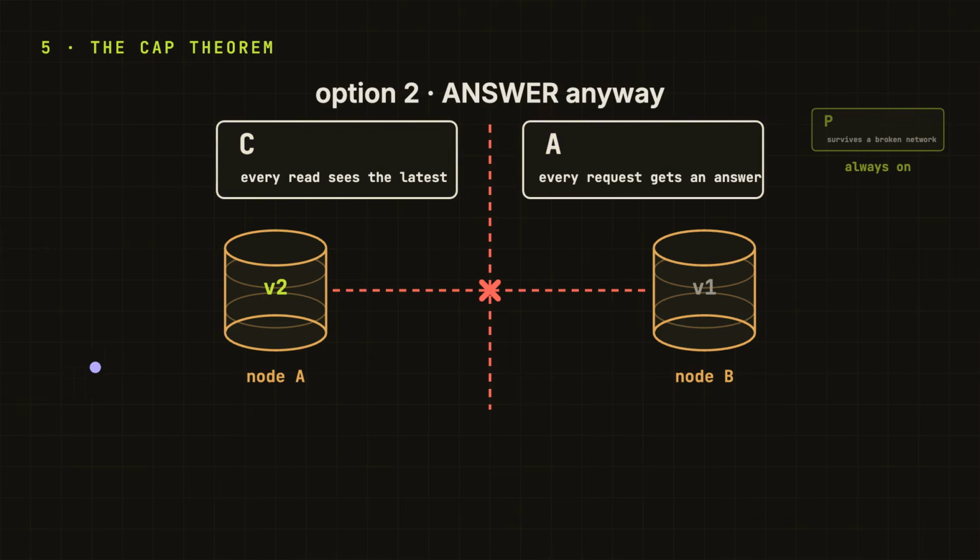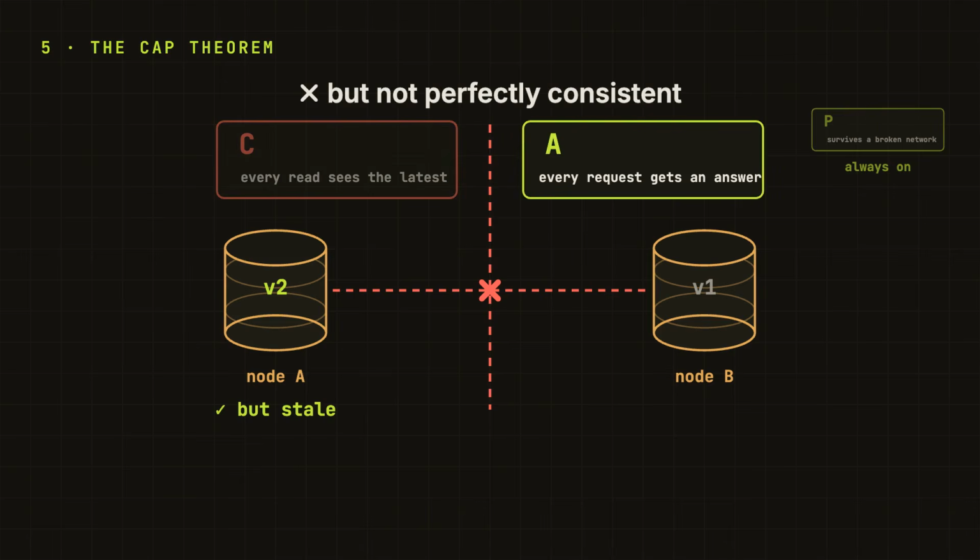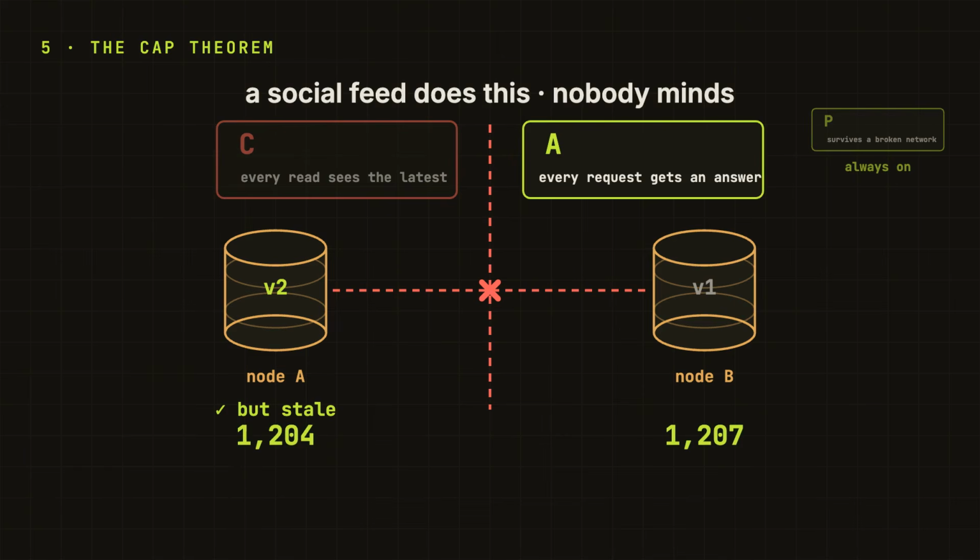Option 2, you answer anyway with whatever data you have, which might be slightly old. That keeps you available, but you gave up perfect consistency. That is what a social media feed does. Showing a like count that is a few seconds old is completely fine, as long as it always loads.